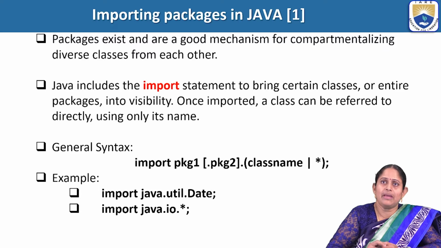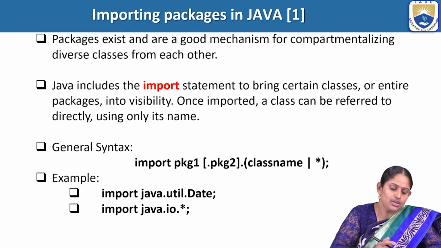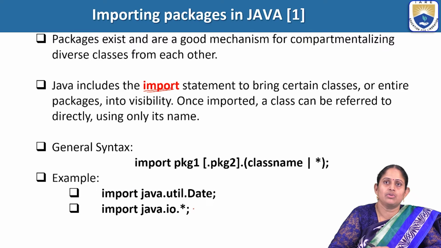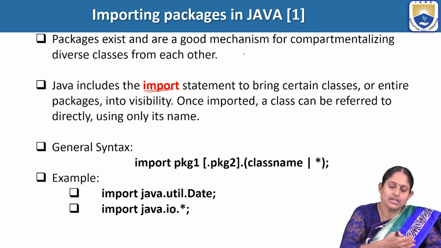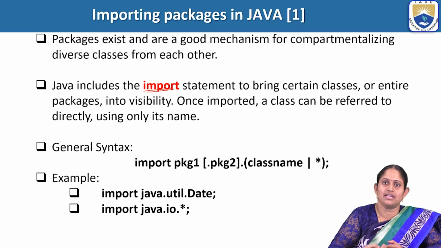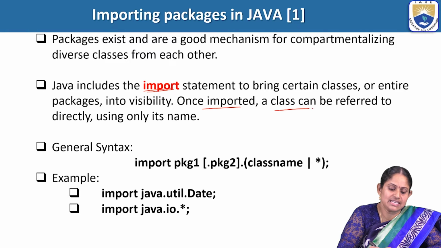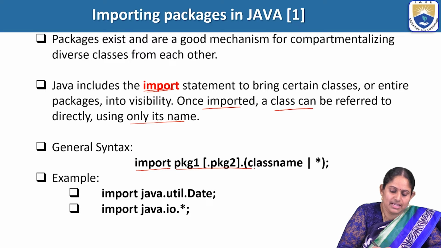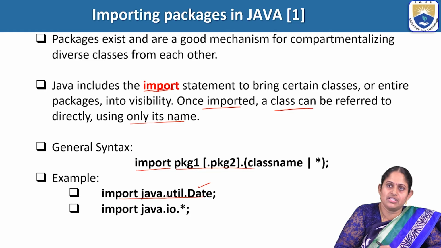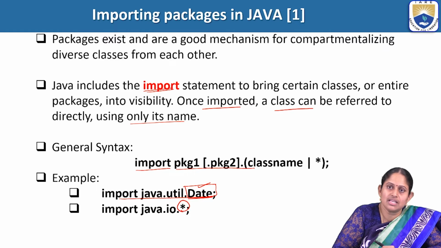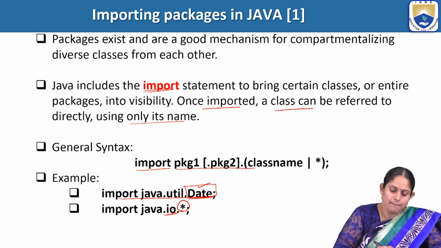Now, as I've told you, if we want to make use of any built-in packages available in Java, or user-defined packages, then you can use the import statement. By making use of the import statement, you can bring those classes or the entire package into our source file, into our class. Once it is imported, the class name is referred to using its name. The general syntax is import followed by the package name. If you use this statement, you are making use of the Date class of the java.util package. Here you are particularly making use of the Date class. Now here we are using a star, which indicates that from the IO package, we are importing all the classes available inside the IO package.